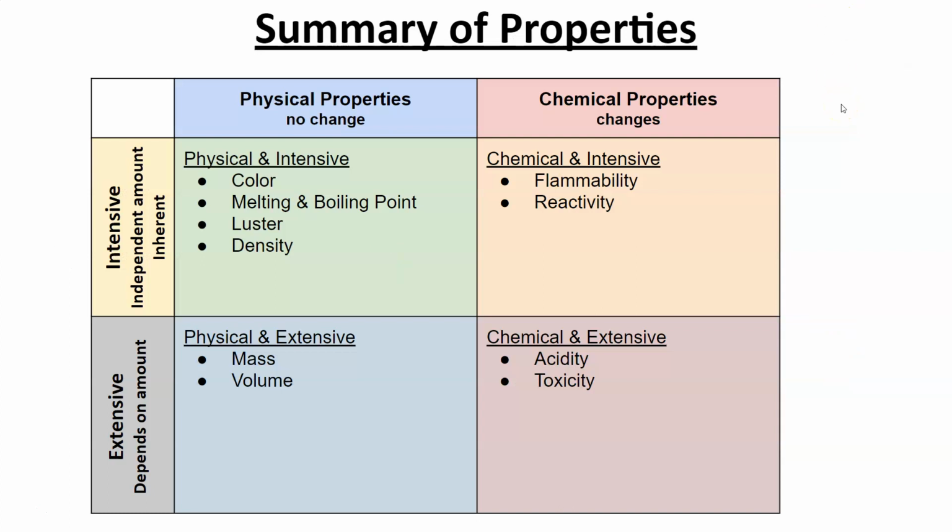Finally, we have chemical properties, which means you observe it through change or chemical reaction. And so you can have a chemical intensive property, so you observe it with change, it's independent of amount or intrinsic, or you can have a chemical extensive property, one that you observe with change, but it's dependent on the amount.